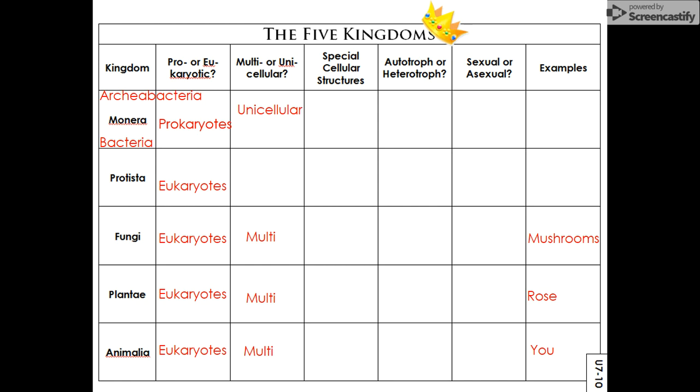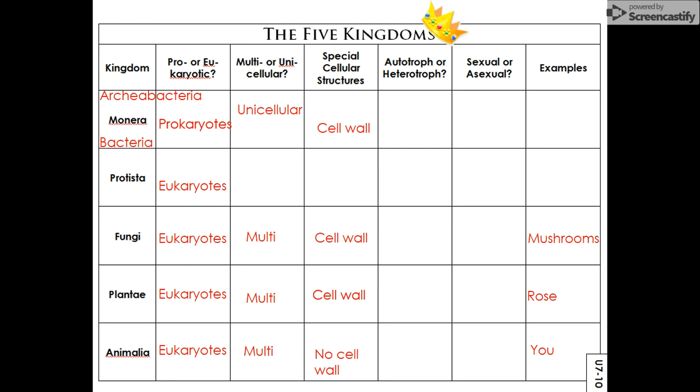When it comes to special cellular structures, I know that animals are the only kingdom with no cell walls. We have bones, so we don't need a cell wall to stand up. But we have no cell wall. Plants have cell walls, fungi have cell walls, and bacteria have cell walls. Animals are the only one with no cell wall.